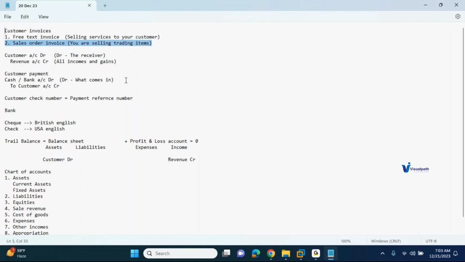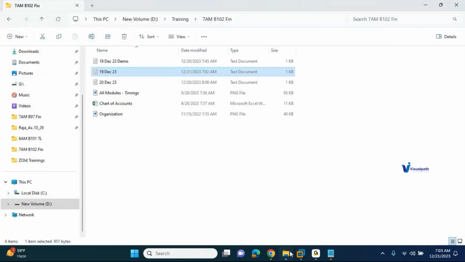Now, if it is a customer invoice, what is debit and what is credit? Customer account debit to revenue account credit. How can I remember? The golden rules we learned. Let me open the golden rules.